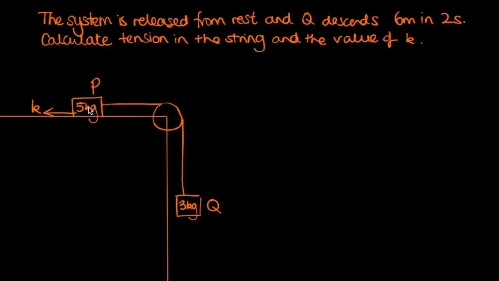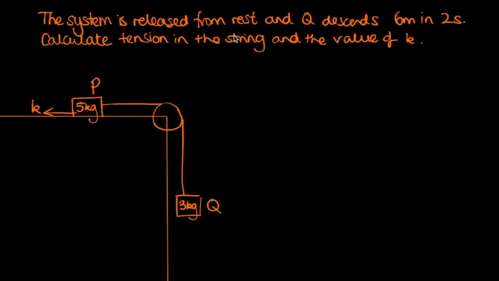The mass of P is 5 kilograms. The mass of Q is 3 kilograms. And there is friction between P and the table. So the table is rough, and the friction has magnitude of K. And we're told the system is released from rest, and Q descends 6 meters in 2 seconds. Calculate the tension in the string and the value of K.